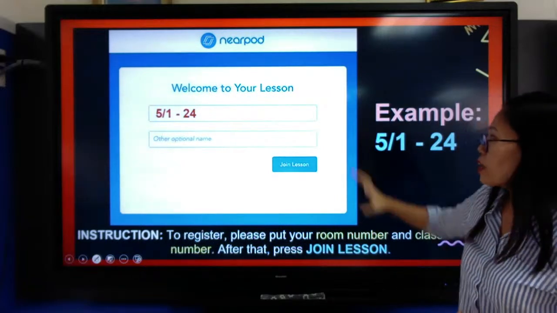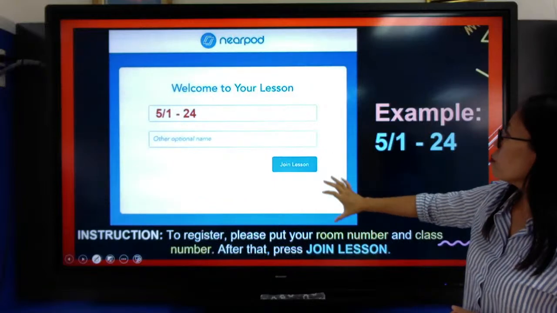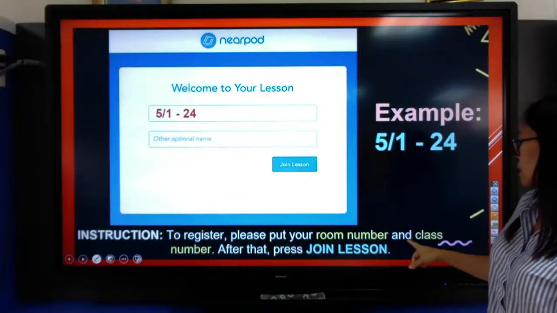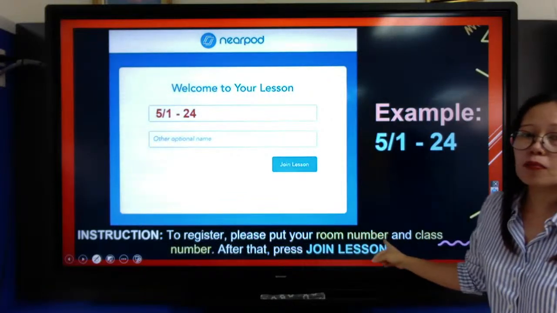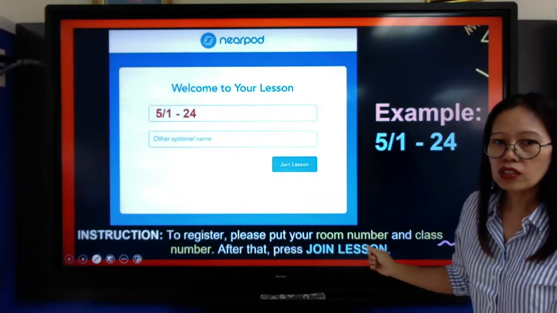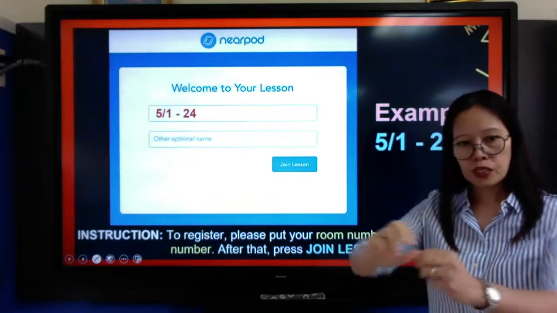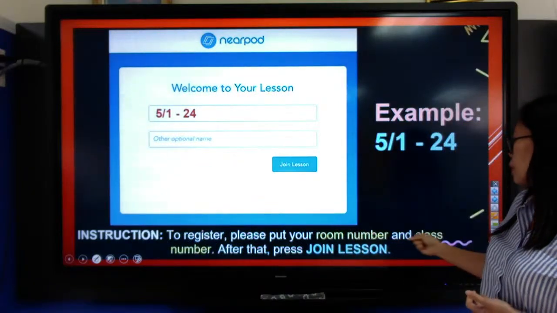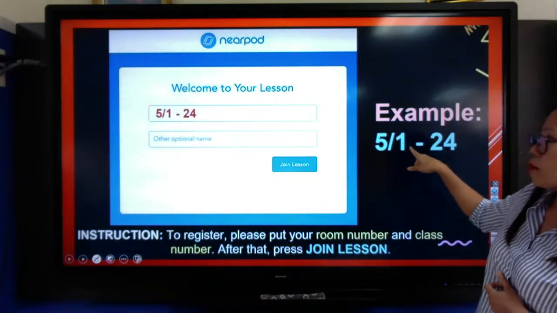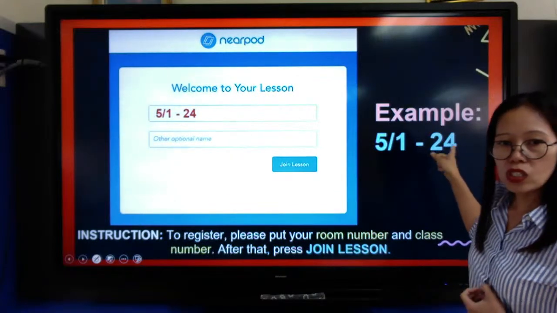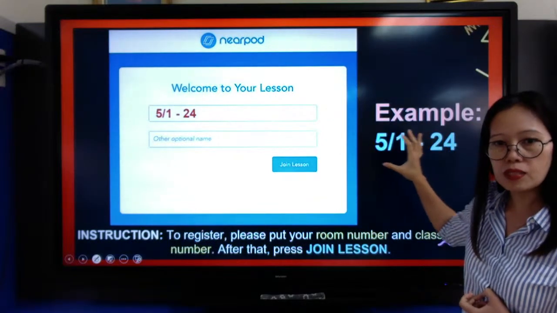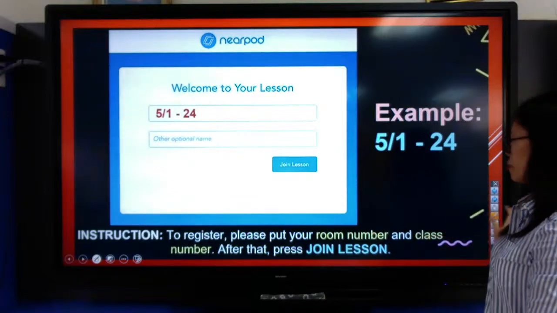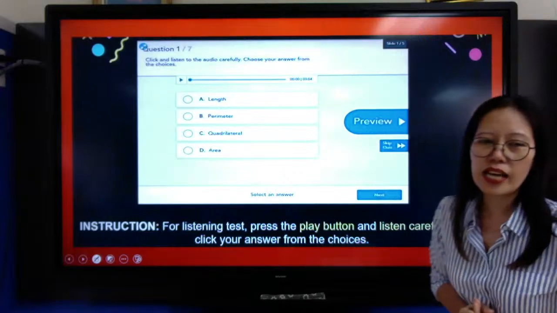Now, how are you going to type your name? You don't need to type your name actually. I only need your class number, of course, and your room number. No need to type your name because it will use a lot of space. So only your room number and class number. Here is an example: 5/1-24. For example, you are number 24 in 5/1. And then press join lesson. I know you can do that. It looks like playing Kahoot.